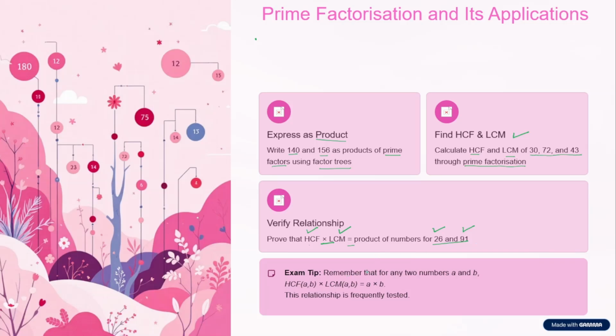So exam tip, this is the rule: HCF of two numbers A, B multiplied by LCM of two numbers A, B is equal to the product of the numbers A and B. It is frequently asked in the examination, so do proper practice of this.